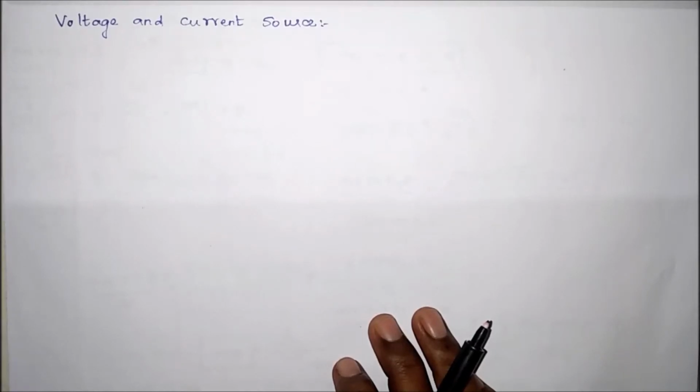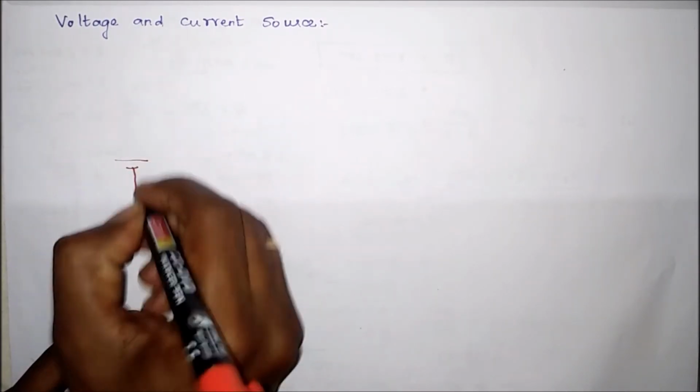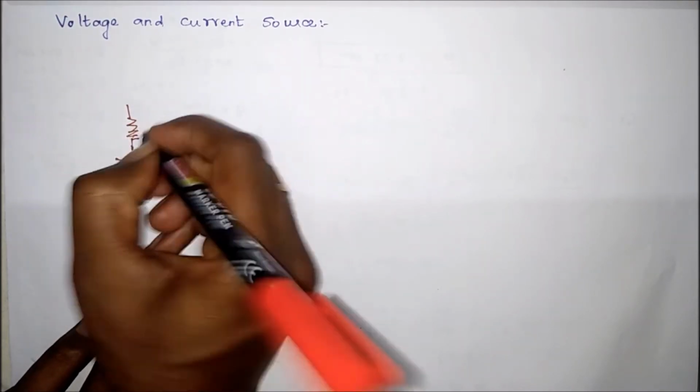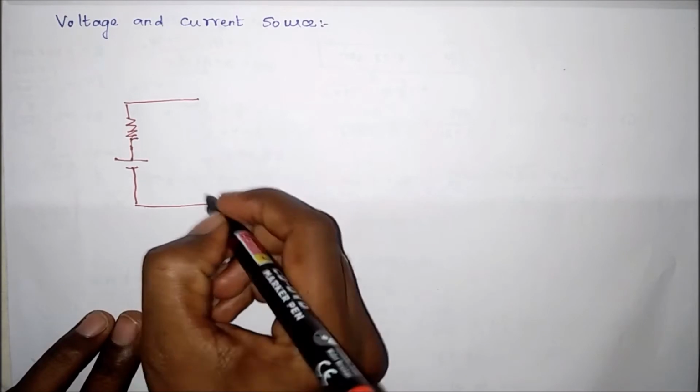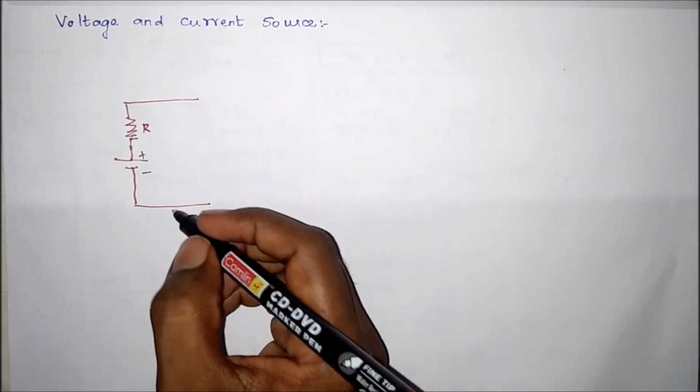In this video we are going to see about voltage and current source. A voltage source is one which consists of a voltage source and a series resistance connected in series. Actually, voltage source means there is a voltage source, along with this a series resistance is connected. So the combination of this voltage source and resistance is called a voltage source.